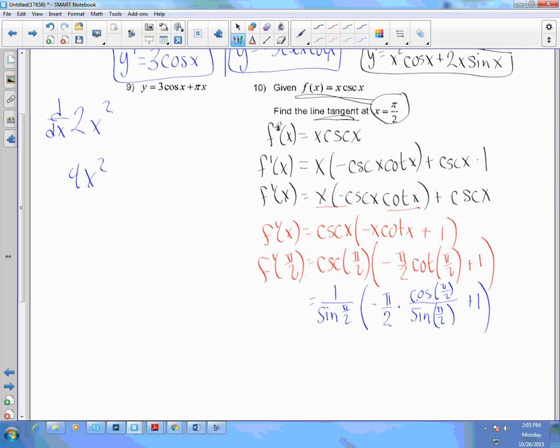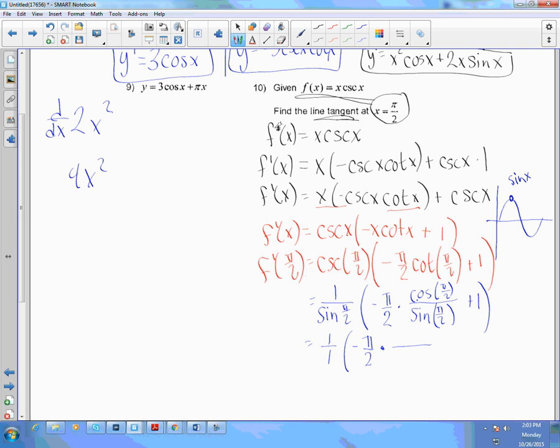Sine of pi halves, that's another graph. I just always give it a little squiggle, so I remember the sine graph, have a visual. Where is pi halves, if this was sine? Yeah, the maximum, so that's 1. So we have 1 divided by 1, which is just 1, minus pi halves times the negative pi halves.